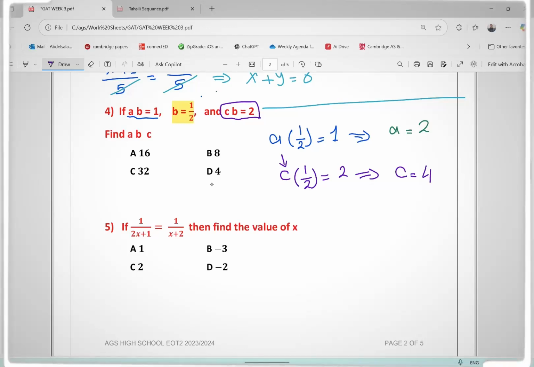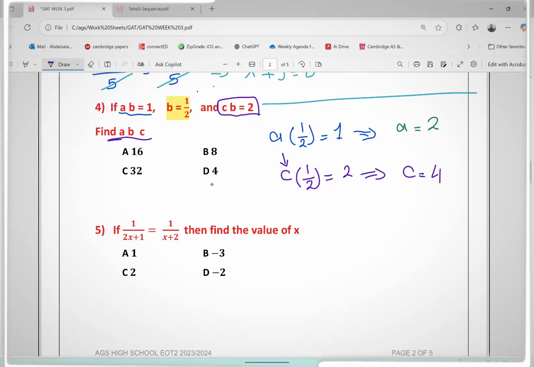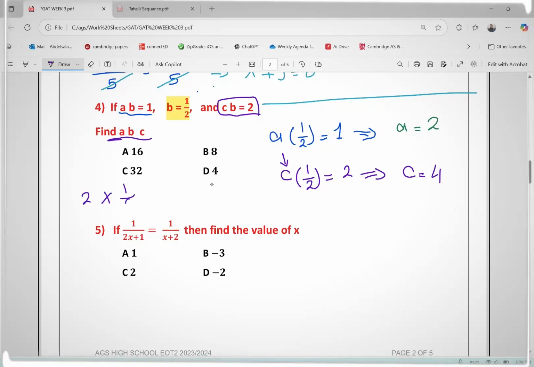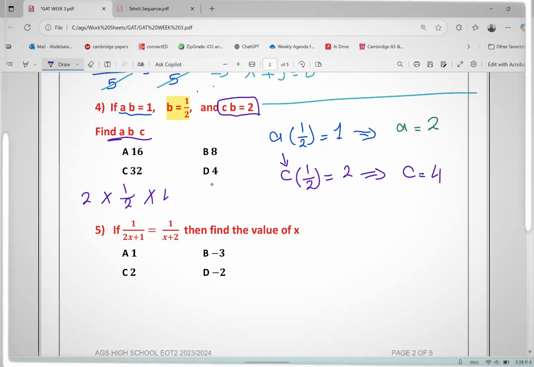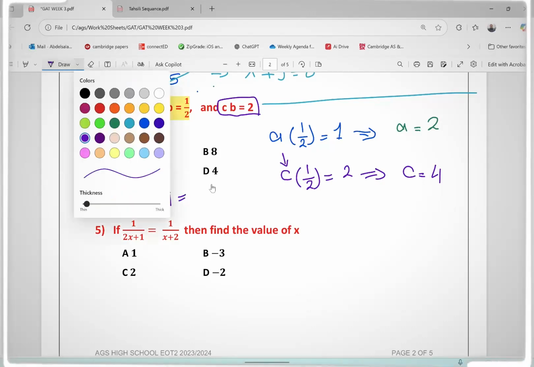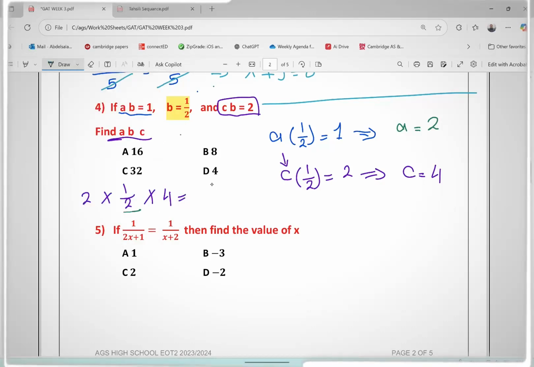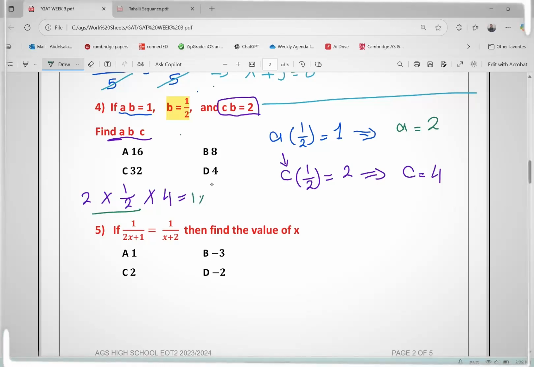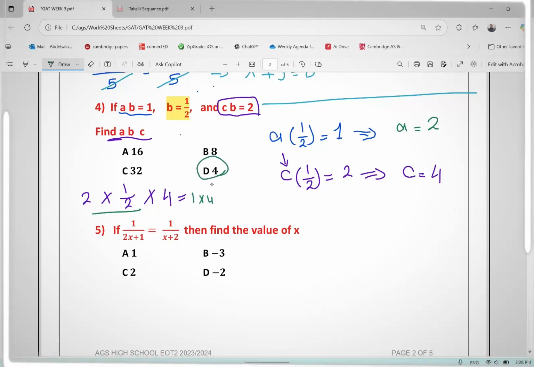He said find A multiply B multiply C. So A, 2, multiply B, which is half, multiply C, which is 4. Jamil, calculator. Calculate. Now, half of 2 is 1. So 1 multiply 4 equals 4, and we finish.